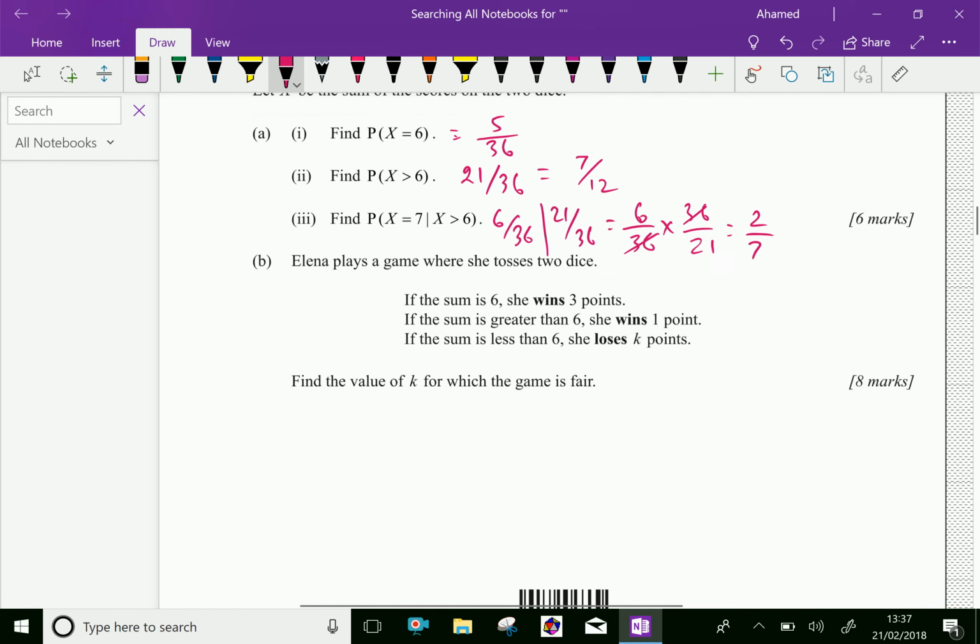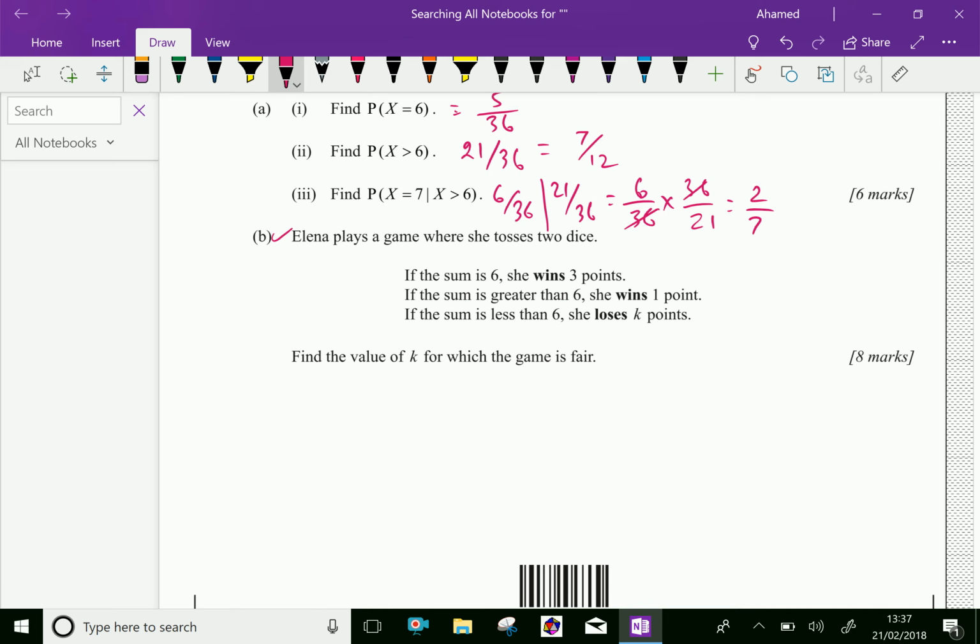Now, Elena plays a game where she tosses 2 dice. If the sum is 6, she wins 3 points. If the sum is greater than 6, she wins 1 point. If the sum is less than 6, she loses k points.